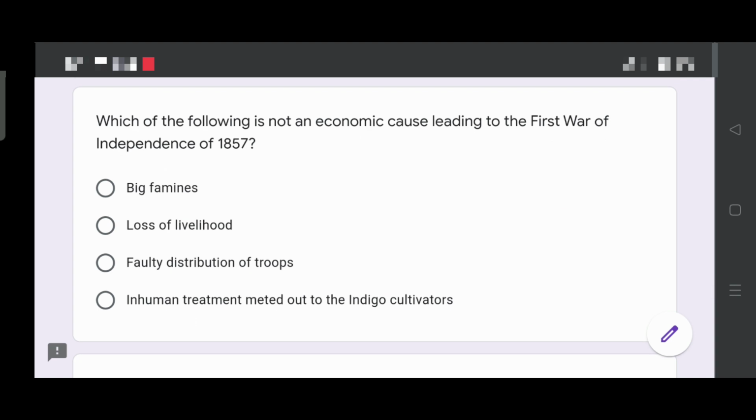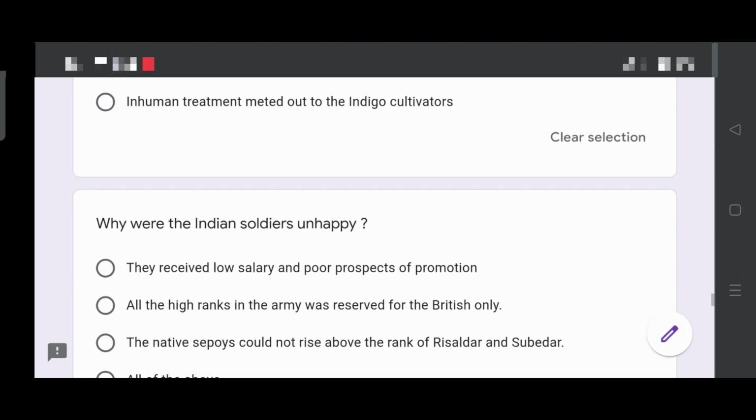Which of the following is not an economic cause leading to the First War of Independence of 1857? Big famines, loss of livelihood, faulty distribution of troops, inhuman treatment meted out to the indigo cultivators. Faulty distribution of troops, a military cause and not an economic cause.